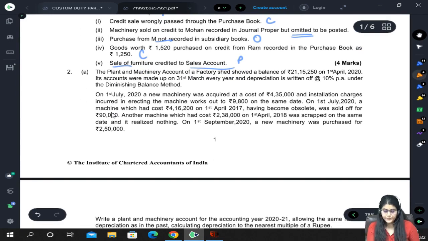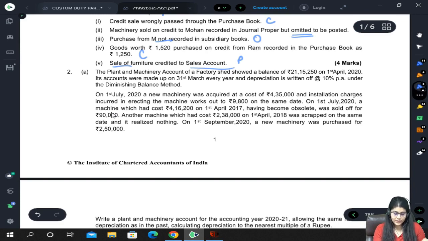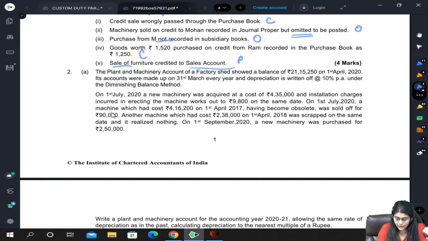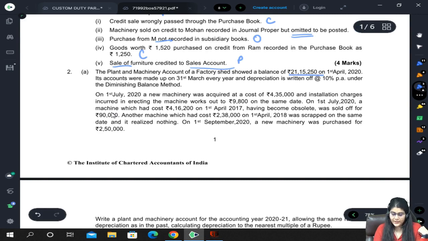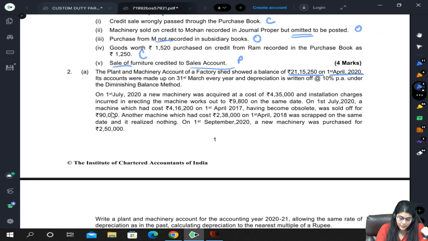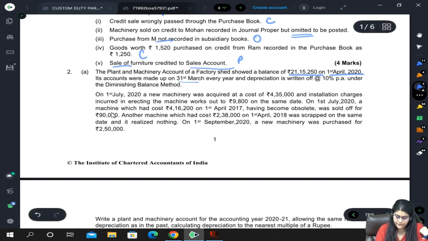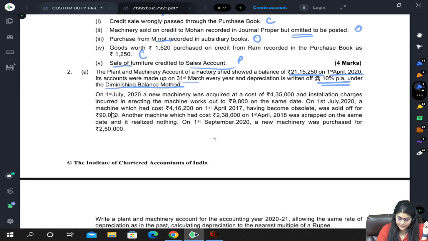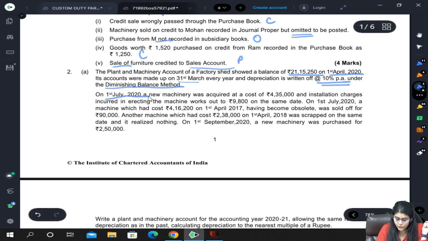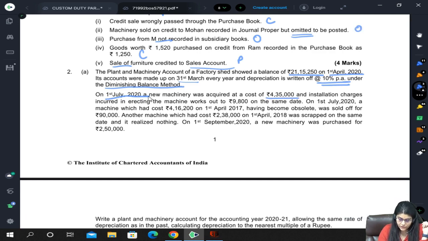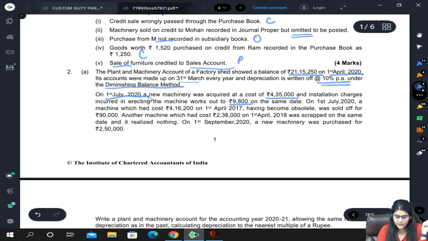Moving on to question 2. The plant and machinery account of a factory shed showed a balance of 21,15,250 on 1st April 2020. Its accounts were made up on 31st March every year and depreciation written off at 10% per annum under diminishing balance method. On 1st July 2020, new machinery was acquired at a cost of 4,35,000 and installation charges incurred was 9,800.